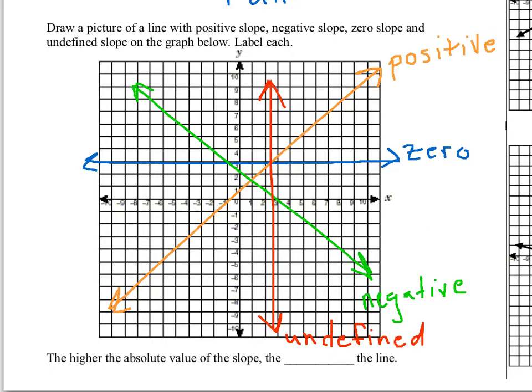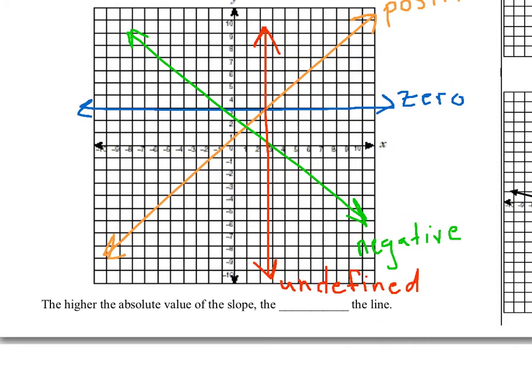There was one more question that we needed to fill in. It says the higher the absolute value, the blank of the line. Sorry, somebody fill in that blank for us. Jalil. I understand where you're going with that. Bigger is not quite what I'm looking for. They used a very specific word, though. Frida. Steeper. In red.